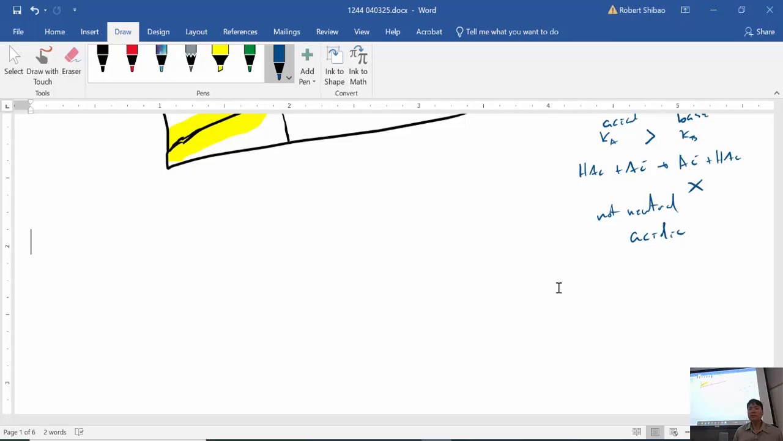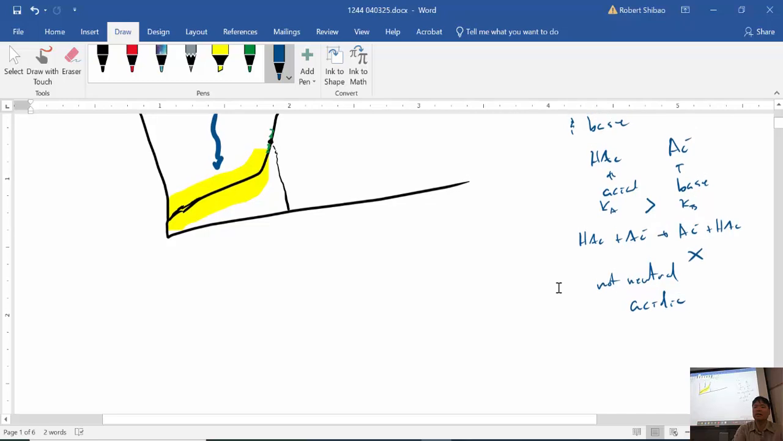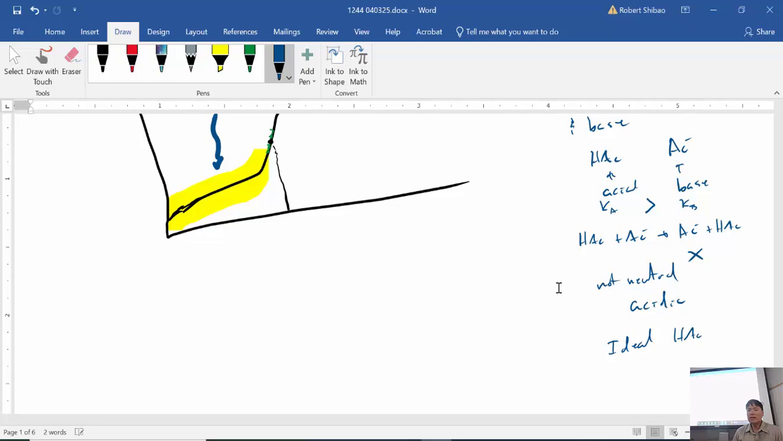This one's not neutral. This one's going to be acidic. And so there's an ideal pH for this buffer. If we're going to make a buffer, the ideal pH is when we have a 50-50 mix of acid to base. And we're talking about weak acid, weak base, the conjugates of one another. And so the ideal pH for the HAc, Ac minus buffer is when we have equal amounts of acid and base.